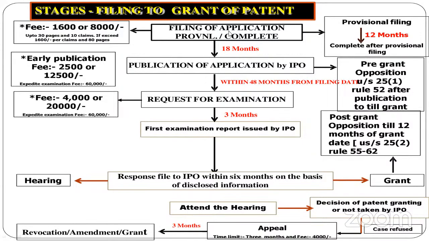If your patent is granted, then okay. If the case is refused, there is a provision for filing an appeal, and the timeline for filing the appeal is 3 months from the refusal of your patent application. The fee is 4,000 rupees for others and 1,000 rupees for academic institutes. After that, it is revoked, amended, or granted, depending upon your appeal procedure.